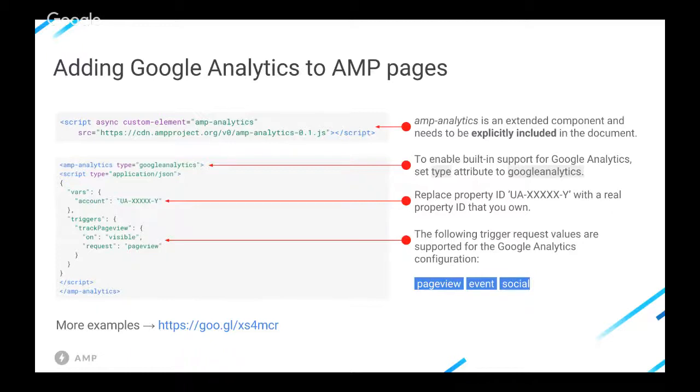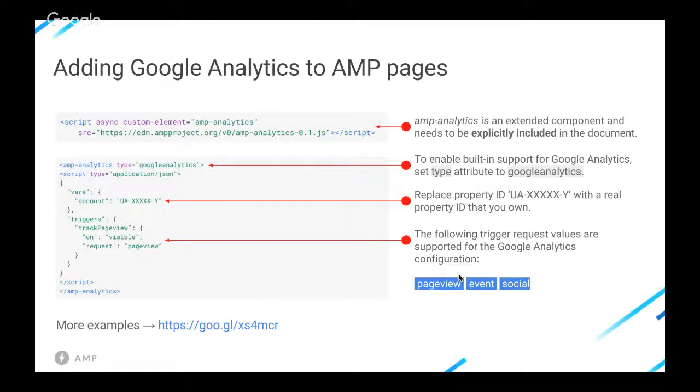Then the second thing you would need to do is to enable the built-in support for Google Analytics. You would need to set the type attribute to googleanalytics. That's really important, in order to tell amp-analytics that you want to use Google Analytics. And then all you have to do is to replace, obviously, the property ID with something that you own. So a valid property ID, and don't leave it at UA-XXXXX-Y. And then really important, you want to add trigger requests, and the values that are supported are pageview, event, and social. So in this example, we use the pageview request.